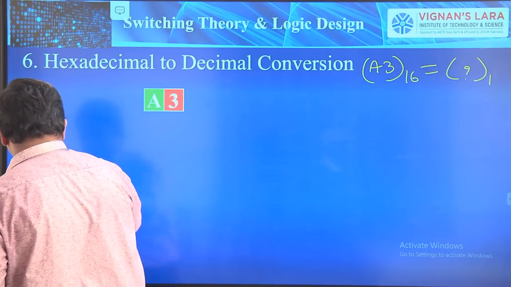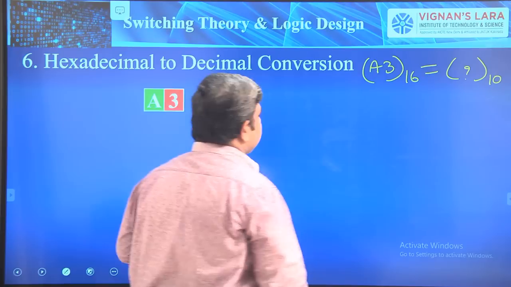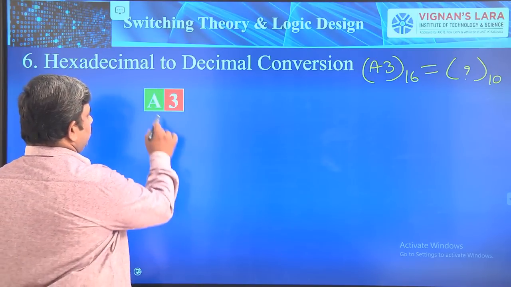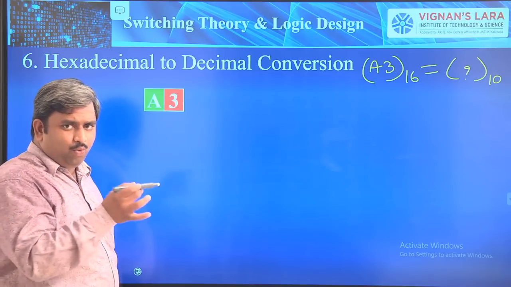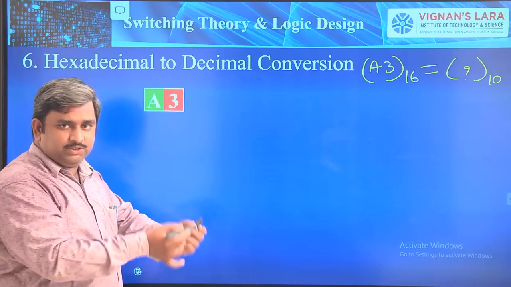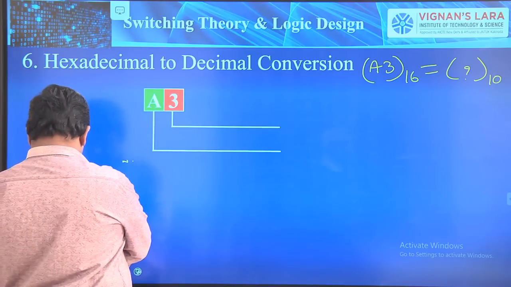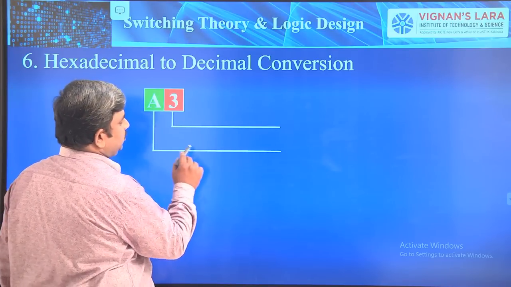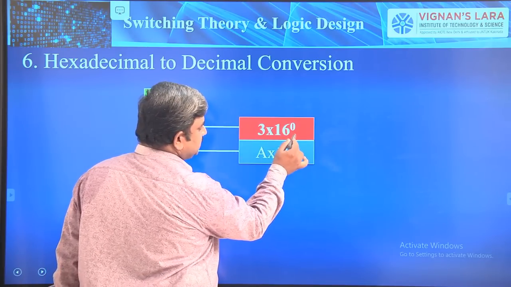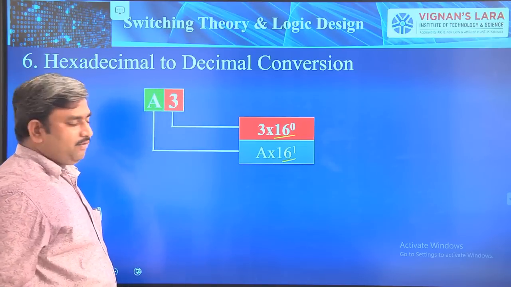What is the value in decimal? Right? So this is the conversion we have to do here. So A3. The same procedure we did for octal to decimal conversion and binary to decimal conversion, the same procedure we will apply here. A3 is equal to: the first digit we multiply with 16 power 0, the next digit A we multiply with 16 power 1.